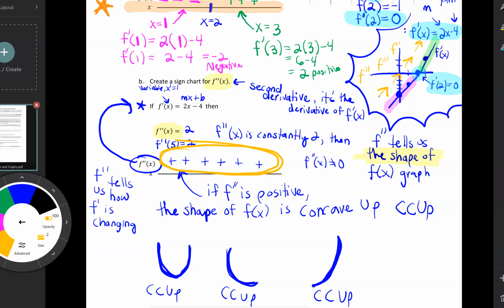So we've seen concave up. What is concave down, right? So let's talk about concave down. I'm going to show you a concave down example.